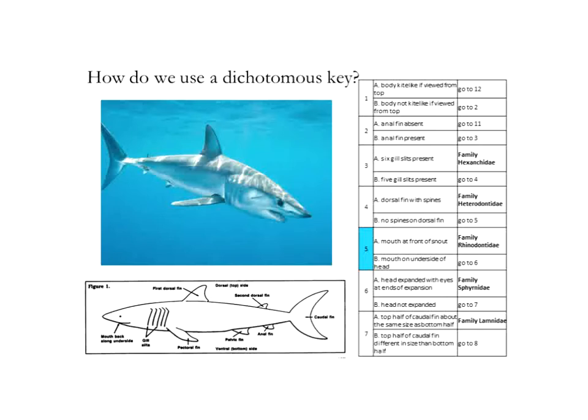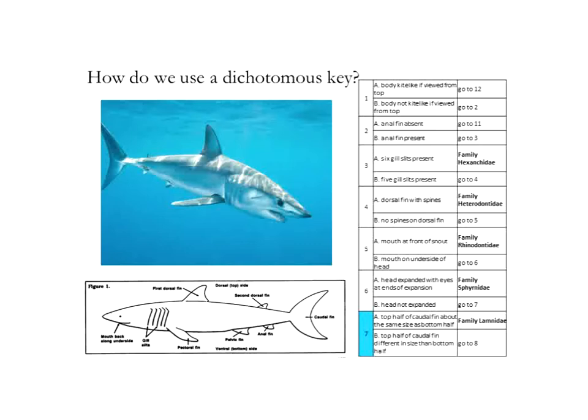Step 5 is asking us about the positioning of the mouth, whether it's at the front of the snout or if it's on the underside of the head. You'll see on this shark it's the underside of the head. So we're proceeding to step 6. Step 6 is asking us about the head shape. Option A is a head expanded with eyes at the ends of the expansion. That would look something like a hammerhead. In this case, our shark doesn't have a head shaped that way, so we would move on to step 7.